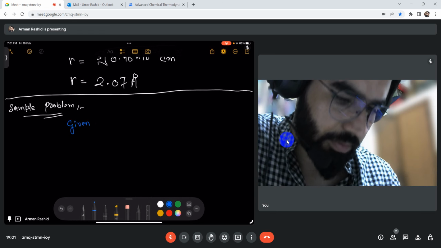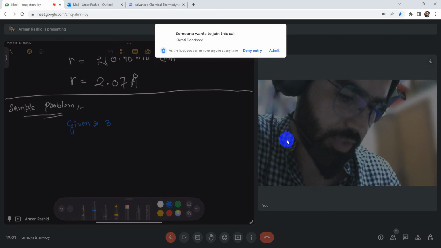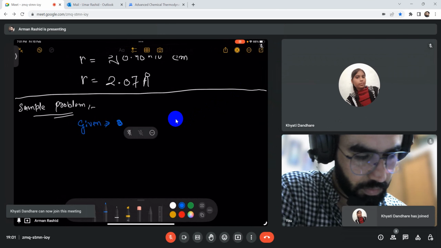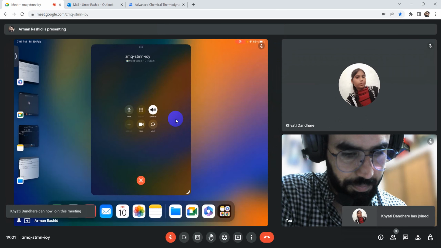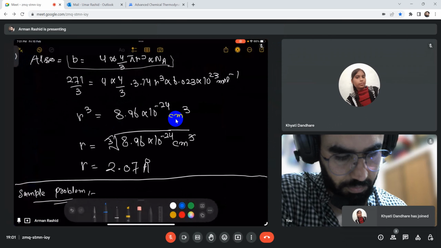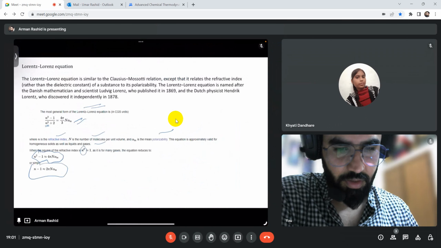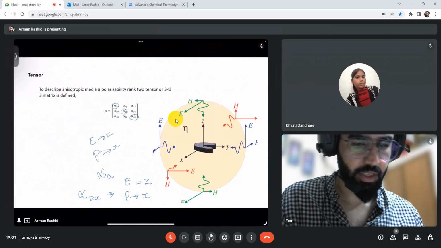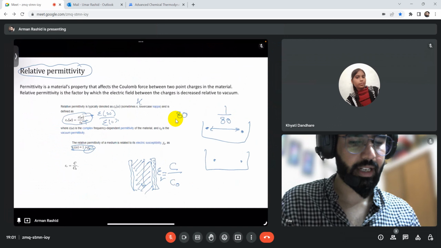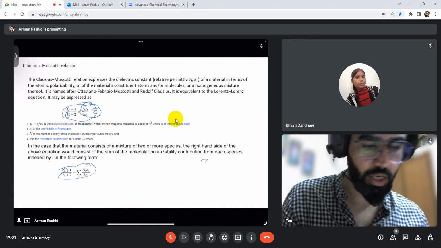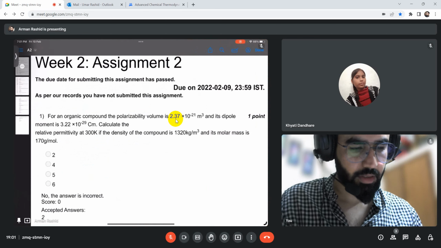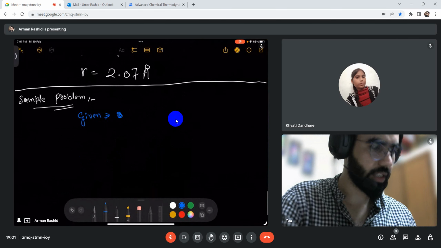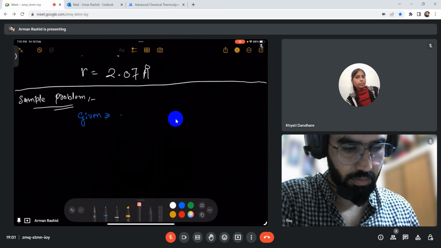We'll see what is given. Now we'll use the equations that we have used here, that means relative permittivity, electric susceptibility, and the Clausius-Mossotti equation, in order to derive the answer for this question. So for that we'll see what are the given things.